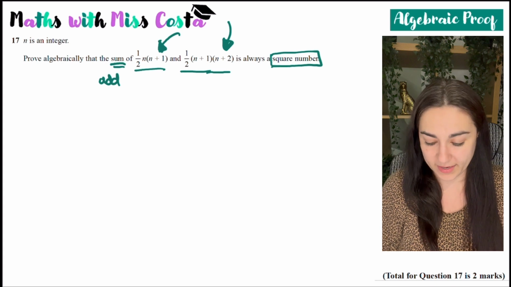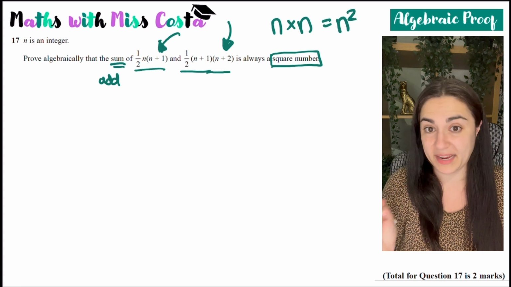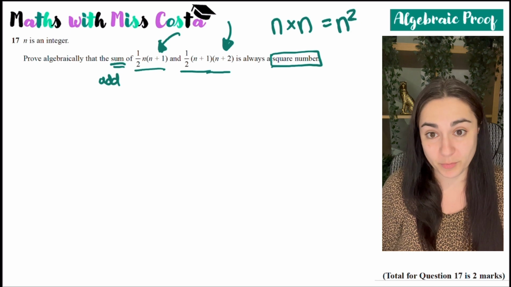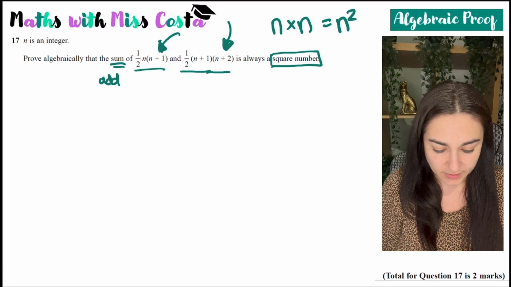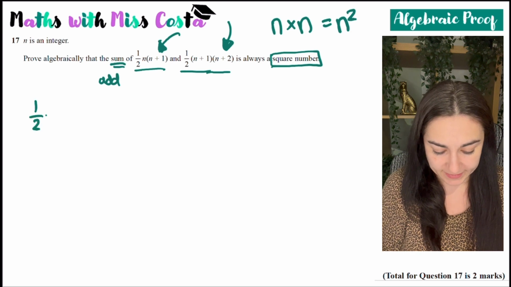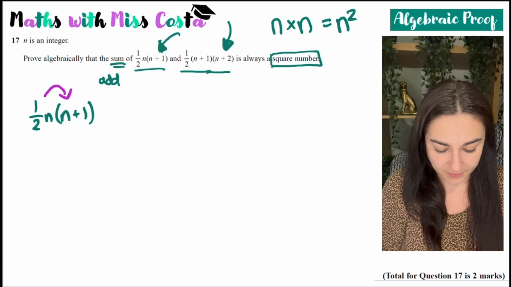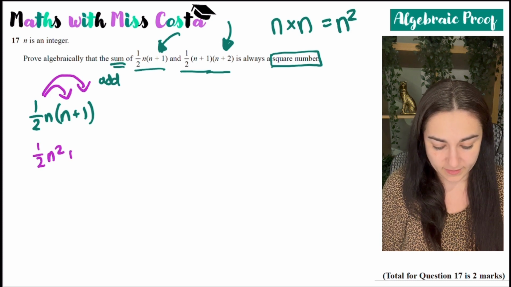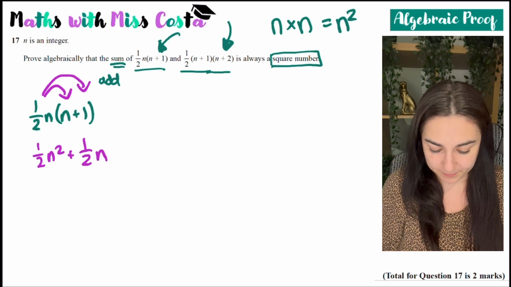So what is a square number? A square number is anything multiplied by itself. That's it. Okay, so as long as we can prove that something is being multiplied by itself, then we're proving that it's a square number. So let's have a go at simplifying this. So a half n times n plus 1, that's going to give you a half n squared plus a half n. And then let's expand the next bit.